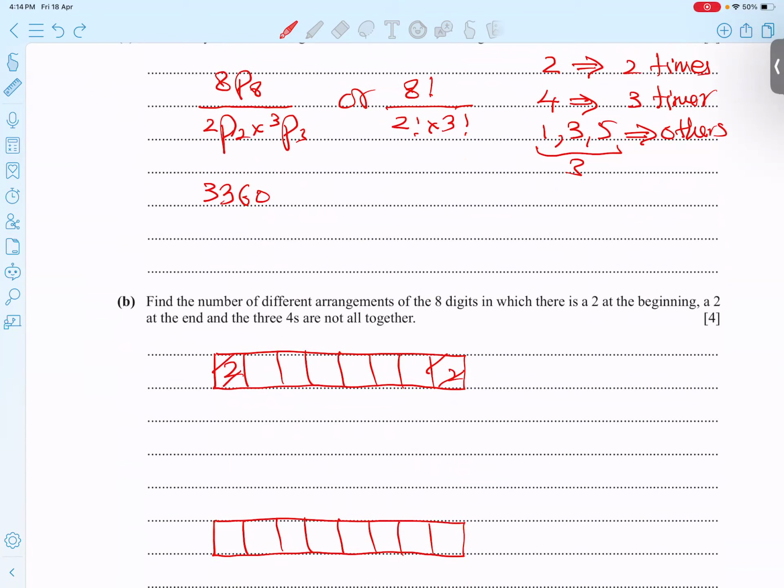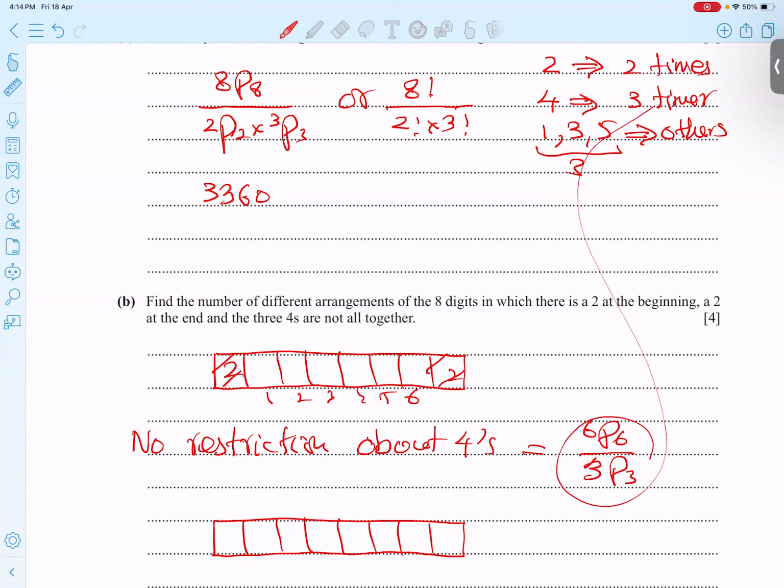Okay, total options when 4, we have no restriction. So no restriction about 4 fours. So what is the answer? So 1, 1, 2, 3, 4, 5, 6, 6p6 and divide by 3p3. Why 3p3? Because there are 3 fours repeating. And if you check it, this answer, so 6 factorial, we can say also no problem at all.